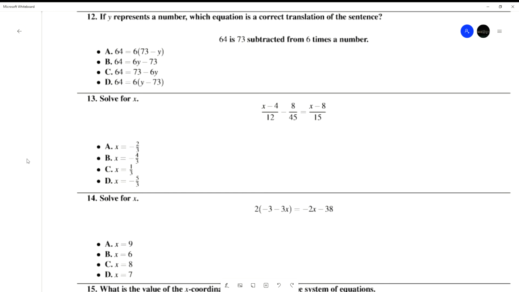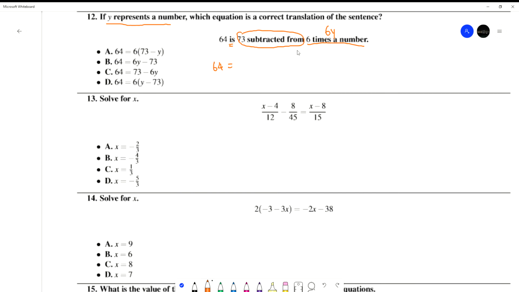Number 12. Well, y represents a number, so let me put that over here. Y is our number, right? So this is 6 times a number, means 6y, right? But we have 64 is, right? 64 equals, and then here's the tricky part, 73 subtracted from.